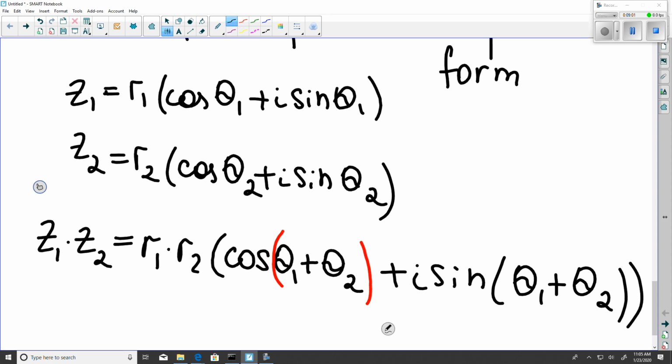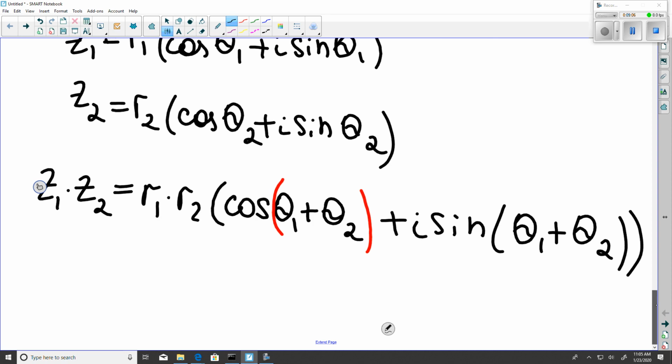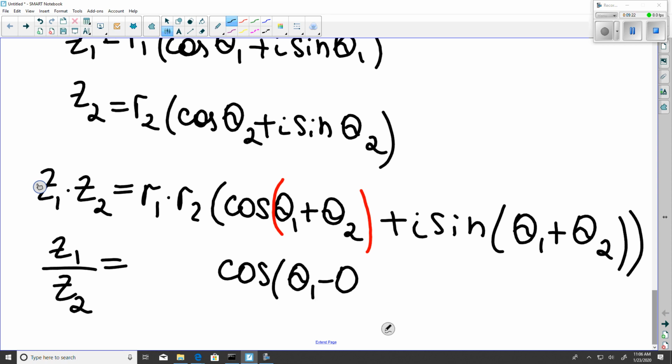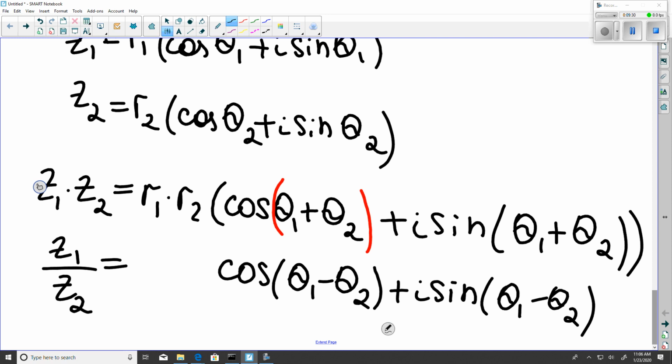And let's write the formula for division, and I'll do a couple practice questions on that. Formula for division, and you might guess it. Z1 over Z2. Try to guess it. Go ahead. So cosine of theta 1 minus theta 2, plus I sine of theta 1 minus theta 2. You're right. So cosine of subtract the angles plus I sine subtract the angles.